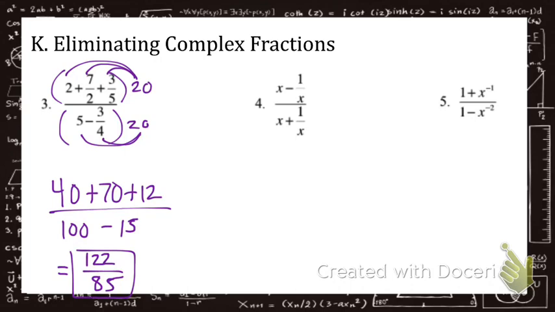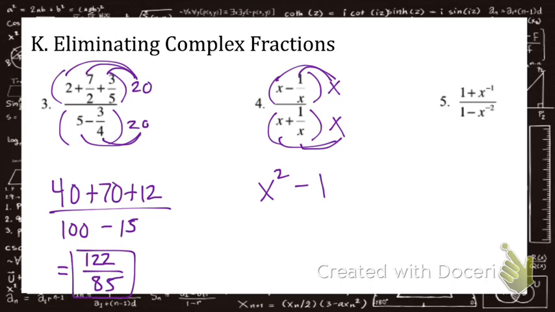And then I'll also do number 4. Hopefully you guys are okay with 5 once we do number 4. So if I'm looking for the least common denominator of the top and bottom, that would be an x, because this one has an x and that one has an x. If I multiply that, I get, in the numerator, x times x, which is x squared. And then if I multiply x here, I get x over x, which is 1. So x squared minus 1.